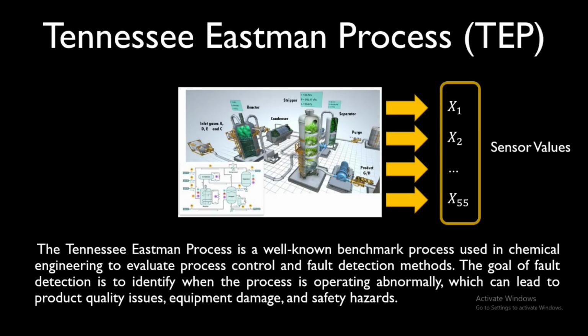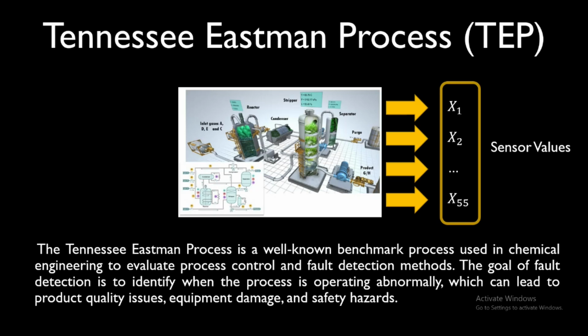In the Tennessee Eastman process, we have the power plant here and we get some sensor readings. In this case, we have 52 or 53 sensor values. Doesn't matter. We don't need to know what goes on inside the processes. If we know, that's even better. But for now, we're just going to analyze it from the perspective of a machine learning engineer.